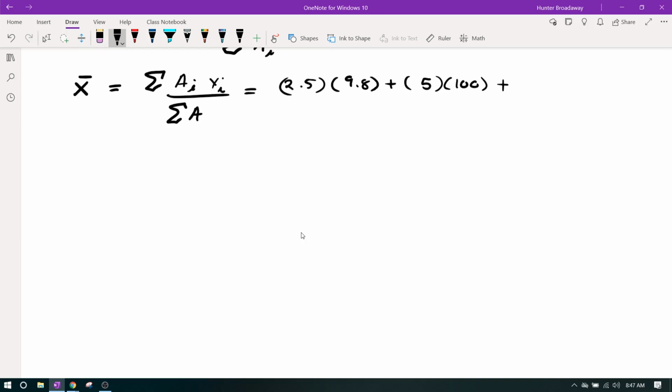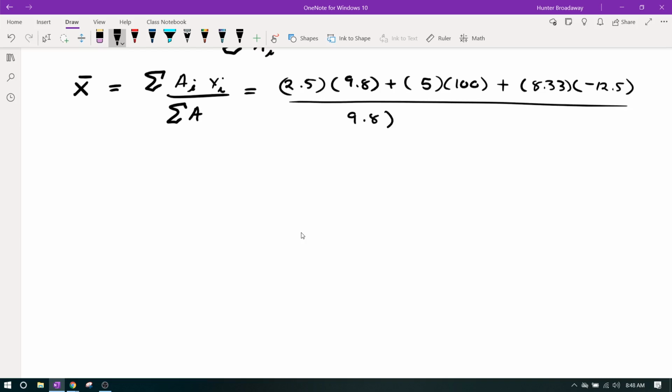X bar of C times the area of C would be 8.33 times the area, which is negative 12.5. And we need to add all those together and get a number out of it. On the bottom, we're just adding all the areas together. So that's 9.8 for the first area of the semicircle, plus 100 is the area of the square, plus a negative 12.5 is the area of the triangle.